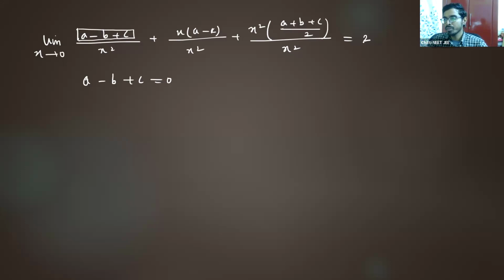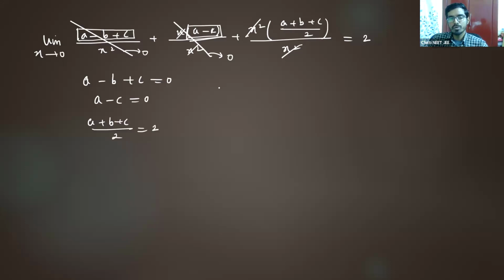But the limit is 2, so for a finite limit, this has to be 0. And similarly, this also has to be 0: a minus c has to be 0. If a minus c is not 0, then we have something by x, and again it will tend to infinity when x is 0. So these terms will fully be 0 with the assumption that these two happen. So this number has to be equal to the limit value. So a plus b plus c by 2 has to be equal to 2.